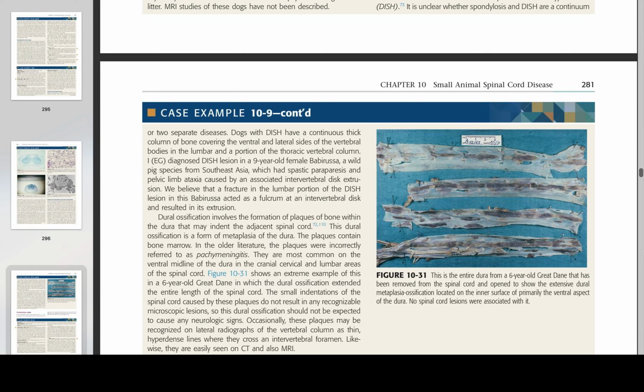E.g., we diagnosed a DISH lesion in a 9-year-old female babirusa, a wild pig species from Southeast Asia, which had spastic paraparesis and pelvic limb ataxia caused by an associated intervertebral disc extrusion. We believe that a fracture in the lumbar portion of the DISH lesion in this babirusa acted as a fulcrum at an intervertebral disc and resulted in its extrusion.